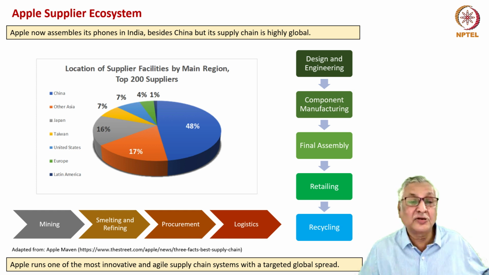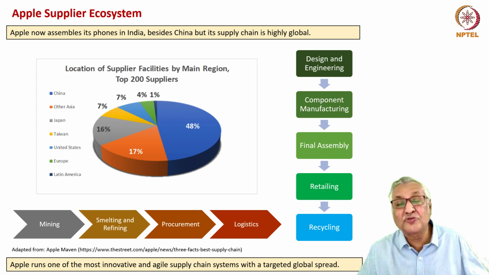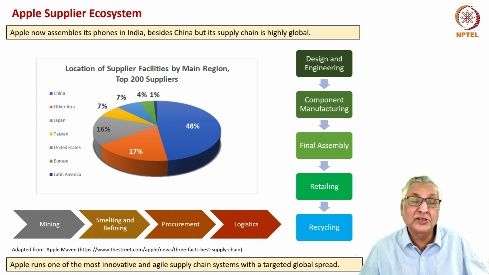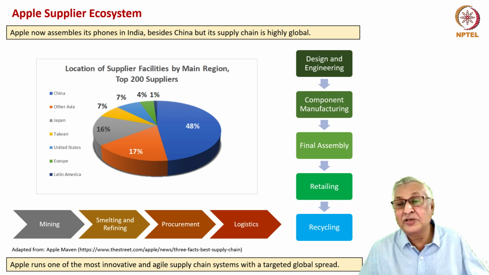So, sitting in the Cupertino headquarters, the company has diversified its production to so many countries which are so far off, and that is the capability of the Apple supply chain system. And what does it cover? It starts from design and engineering in the headquarters, then moves to component manufacturing, final assembly, retailing, and recycling as well. Apple has now taken upon itself recycling as one of its important goals as extended producer responsibility.